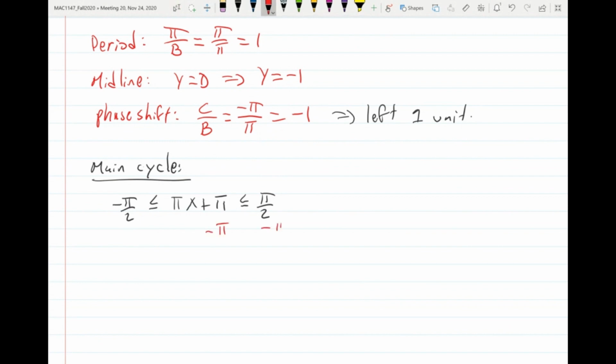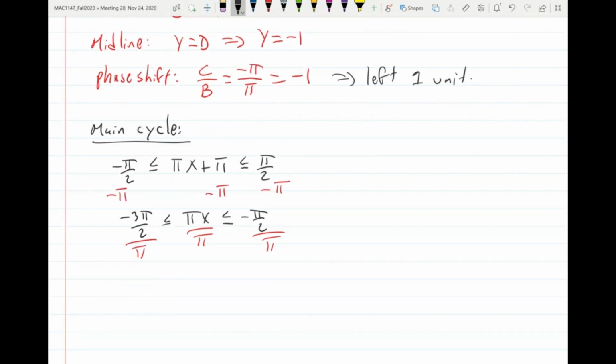So subtract pi, all right? So we have pi x is going to be between -3 pi over 2 and -pi over 2. Then divide everything by pi. So the pi's essentially cancel out. So we get x is between -3/2 and -1/2. Okay, so that means that we're going to have here -3/2, then -1/2, and this would be our main cycle.